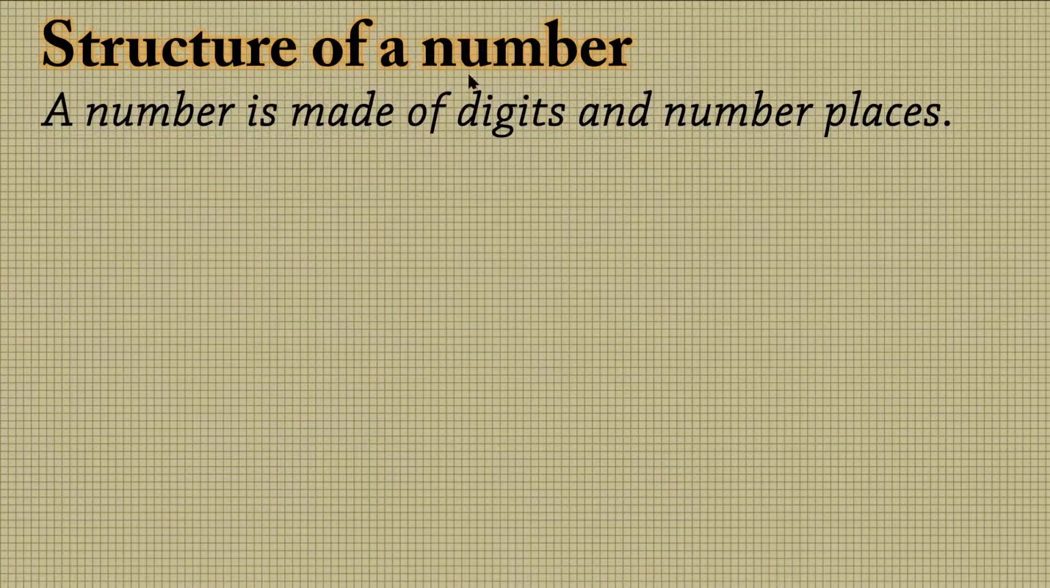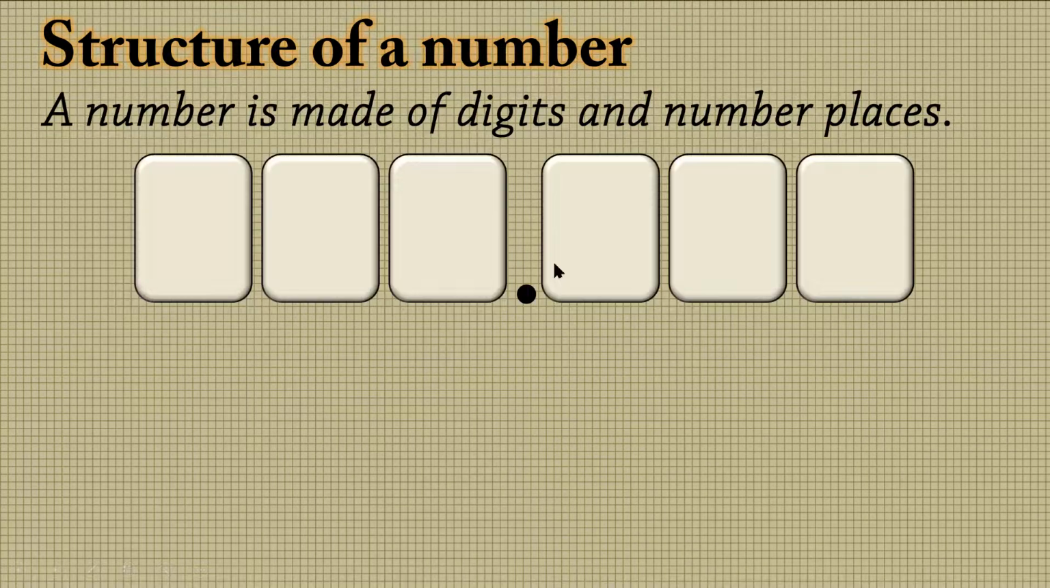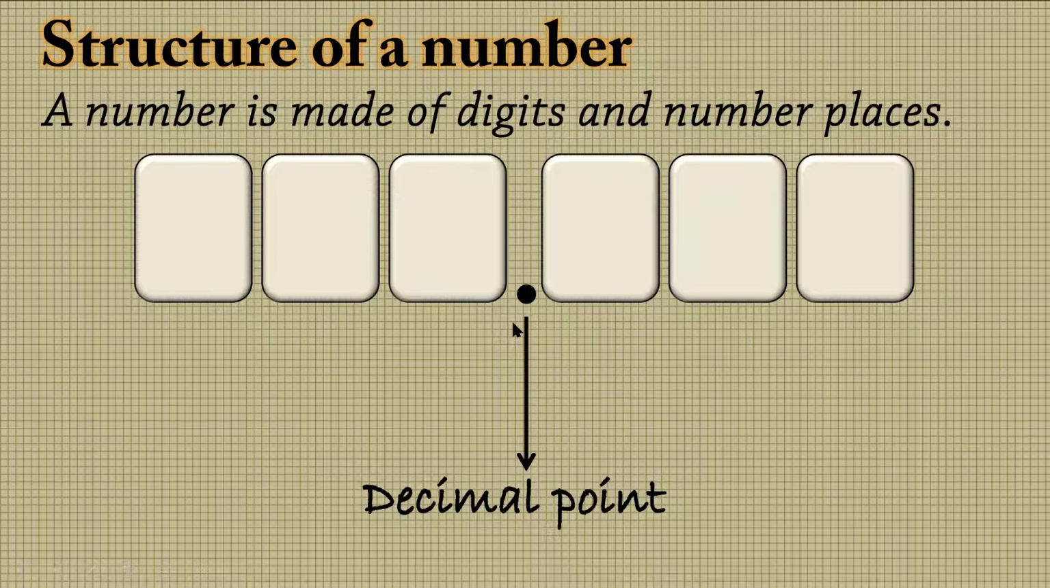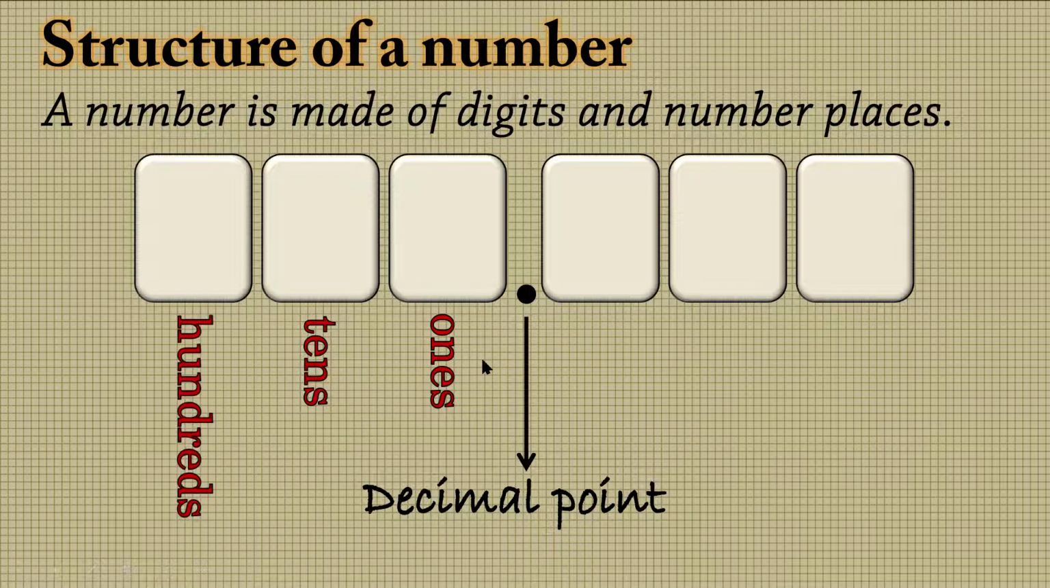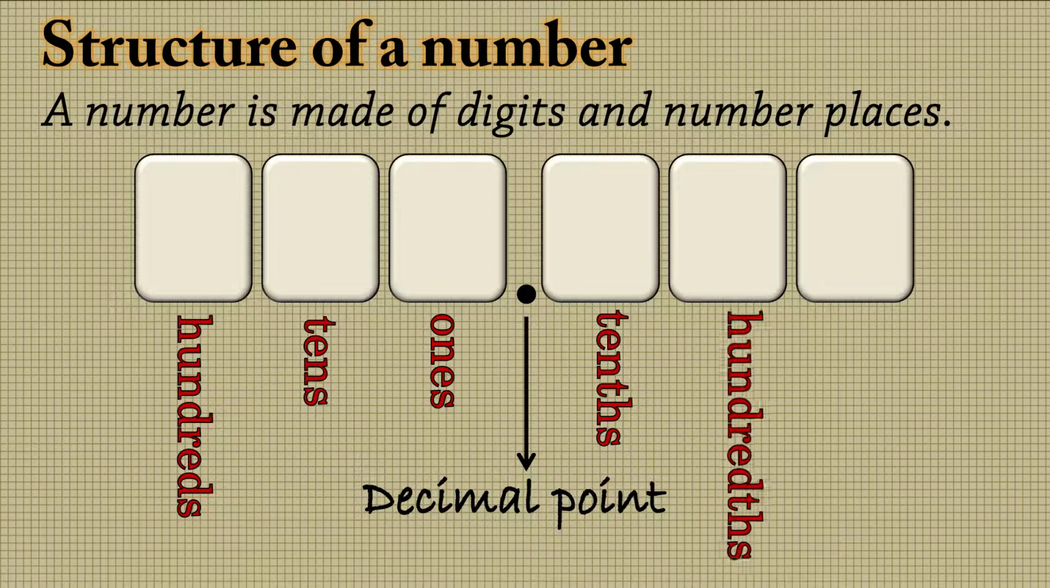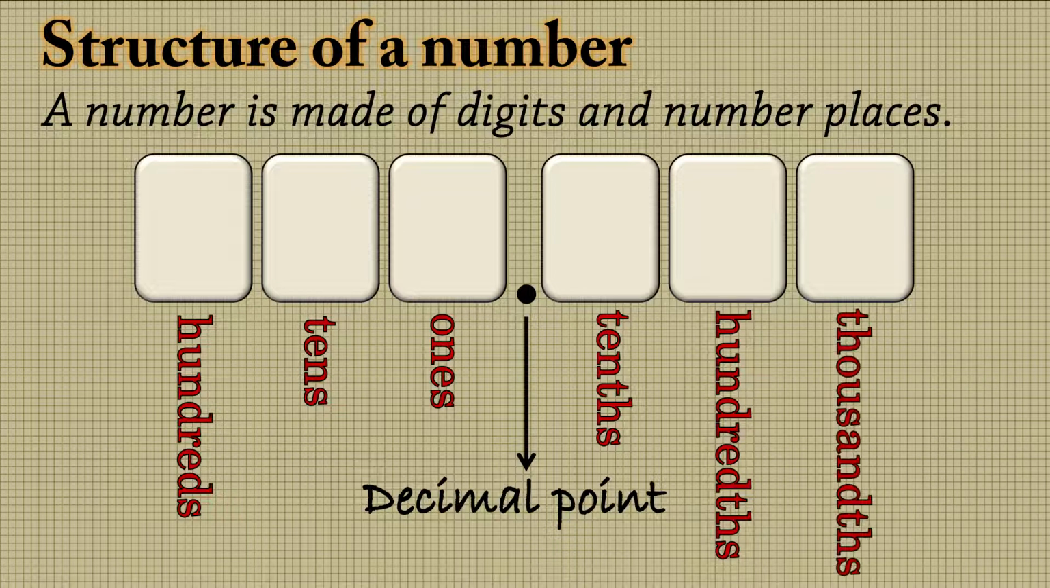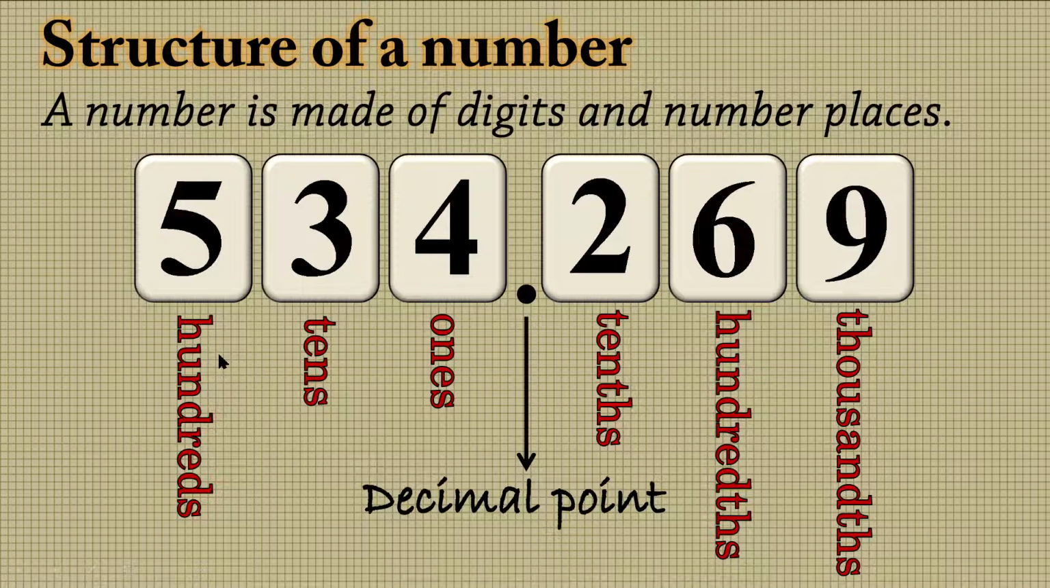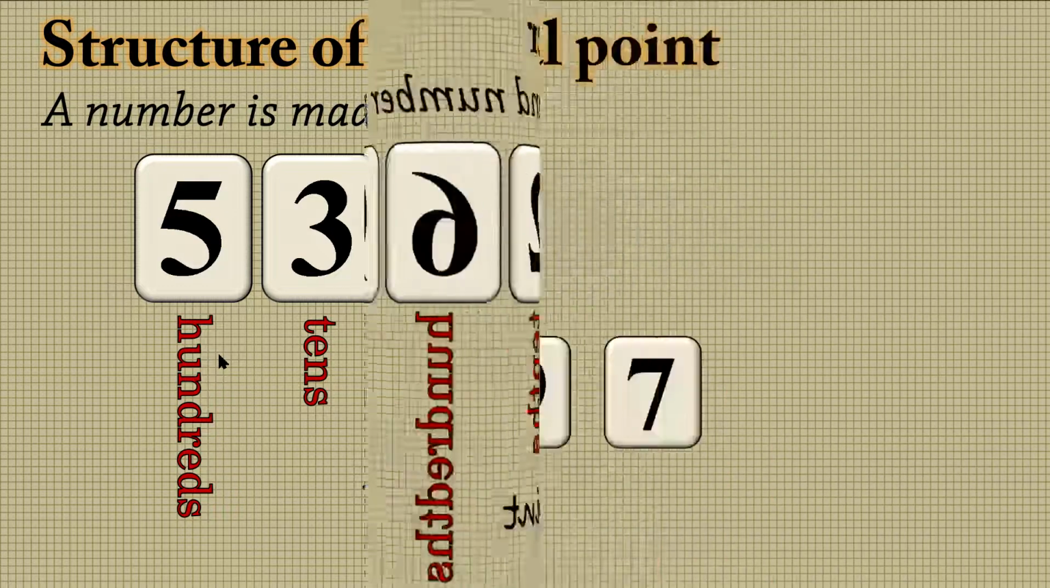Let's have a review on the structure of a number. A number is made of digits and number places. Suppose that these are number places and I have a decimal point here. On the left side of the decimal point, I will have the number place of ones, tens, hundreds, and on the right side, I will have tenths, hundredths, and thousandths. The number places could be occupied by digits.